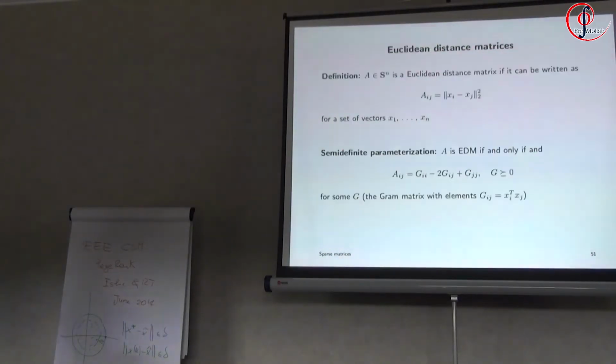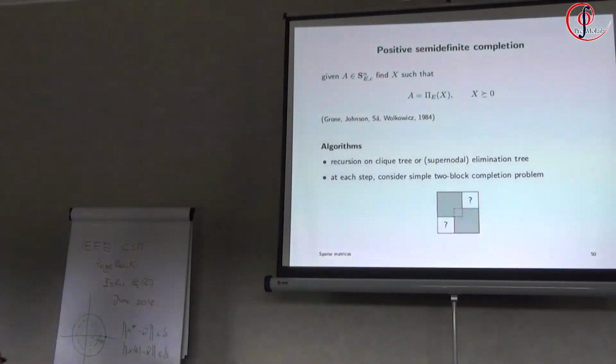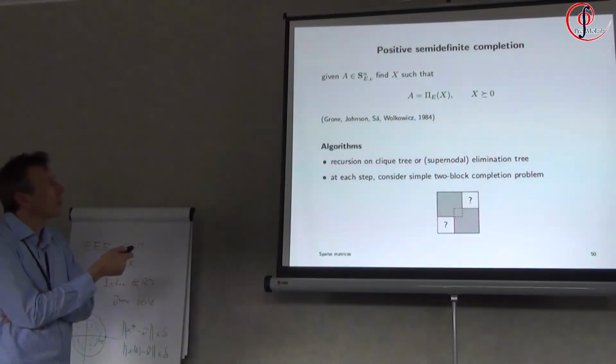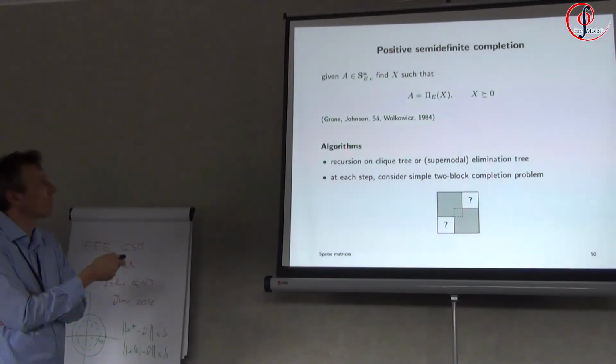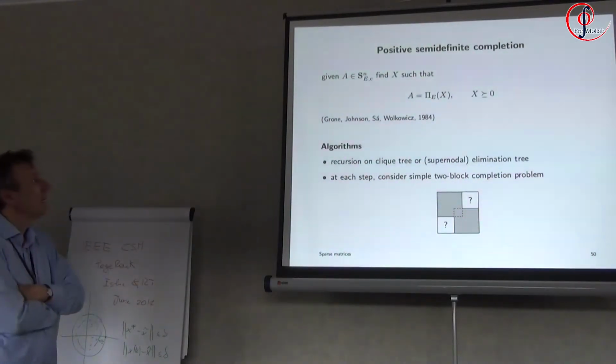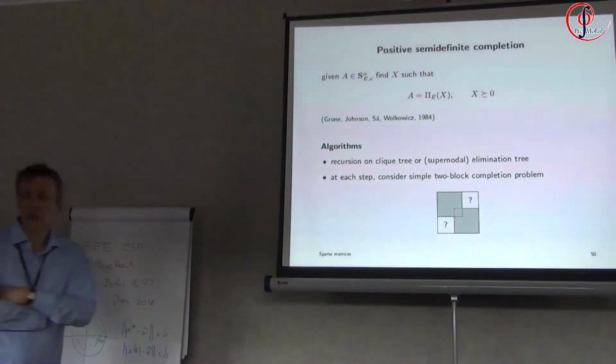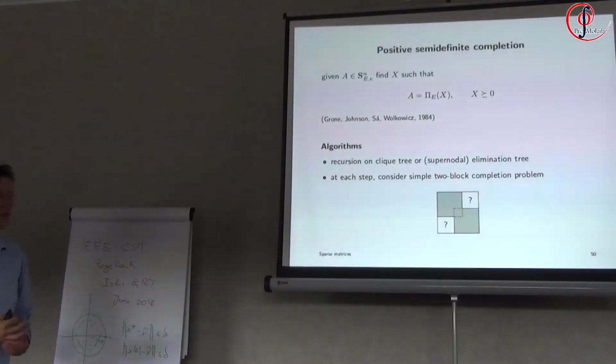So maybe to finish, we can say a little more about these completion problems. There is a very large literature on all different types of completion problems for symmetric matrices. Maybe the most famous one is the positive semi-definite completion problem, and that is the question that we just answered. Given a sparse matrix A, find a completion X that's positive semi-definite. So you can replace the zeros in the matrix by any numerical value, but you want to do it in such a way that the resulting matrix is positive semi-definite.